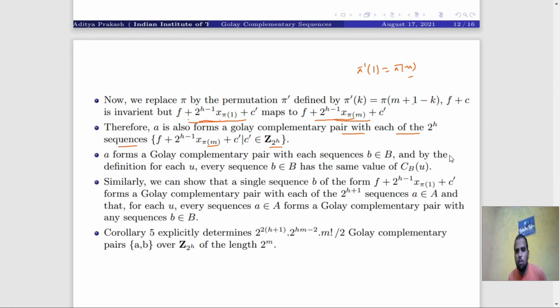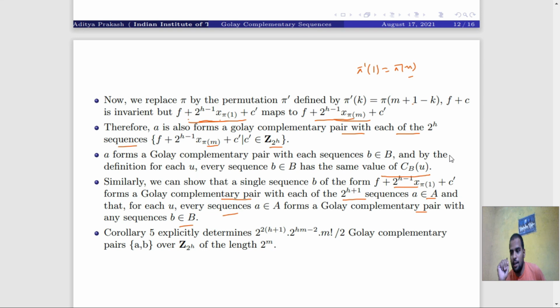That's nothing, just defined. A forms a duality complementary pair with each sequence b belonging to B, and by the definition, for each u every sequence b belonging to B has the same value of c. Got my point? Similarly, we can show that a single sequence b of this form forms a duality complementary pair with each of the 2 to the power h plus 1 sequences a belonging to A, and that for each u every sequence a belonging to A forms a duality complementary pair with any sequence of B.